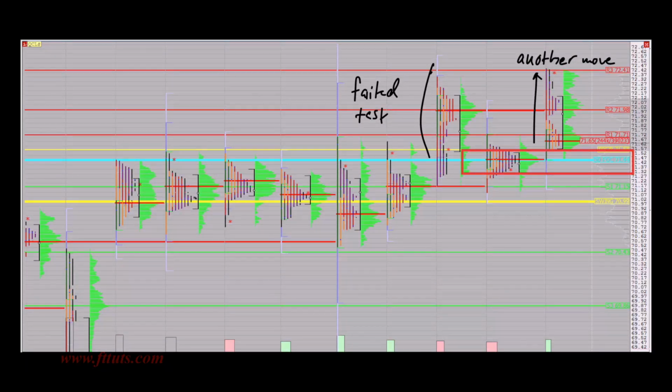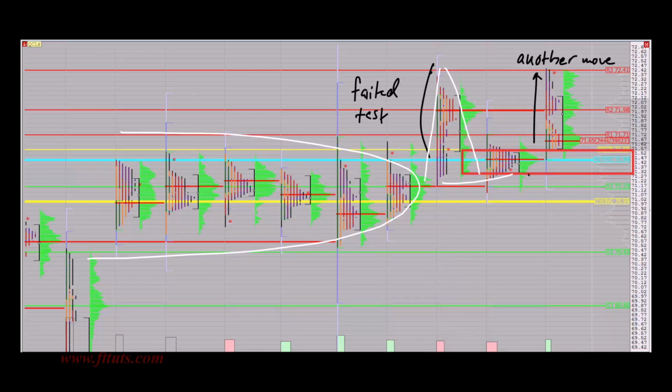Here we have several sessions of balance. First attempt away, next session comes back. And then they make another attempt. And in this case, the auction attempted higher and then closed lower. In this case, it opens and closes higher. This one is a test. This one is another move.